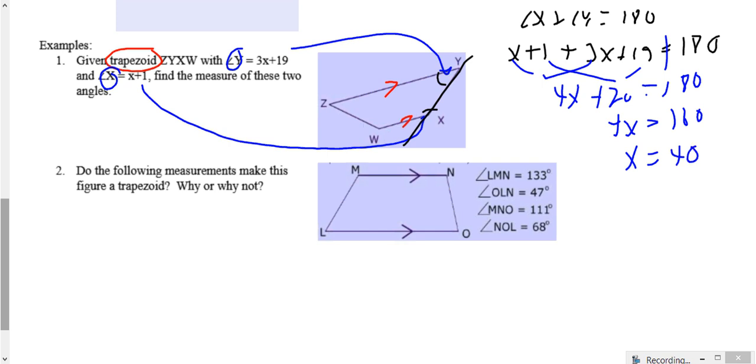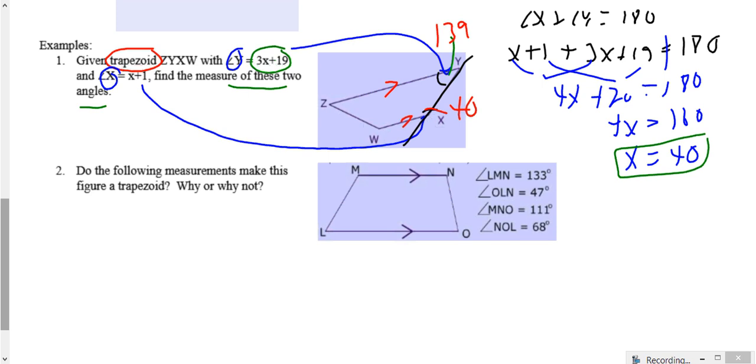Now this is what x represents. Be careful to represent the answer properly, because they said find the measure of these two angles. So we have to then take it and plug it back in. So angle y, if we plug 40 in for x right here, we get 3 times 40 plus 19, which would give us 139 degrees for y, and x would be 41. Doesn't make much sense because one looks acute and one's obtuse and it doesn't quite work out, but in terms of their statements, that is correct.